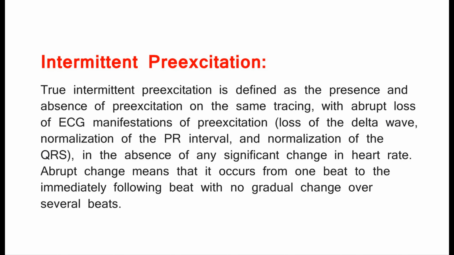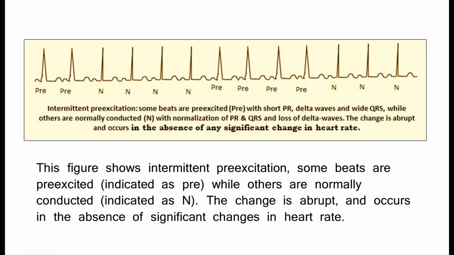Intermittent preexcitation. True intermittent preexcitation is defined as the presence and absence of preexcitation on the same tracing, with abrupt loss of ECG manifestations of preexcitation: loss of the delta wave, normalization of the PR interval, and normalization of the QRS, in the absence of any significant change in heart rate. Abrupt change means that it occurs from one beat to the immediately following beat with no gradual change over several beats.